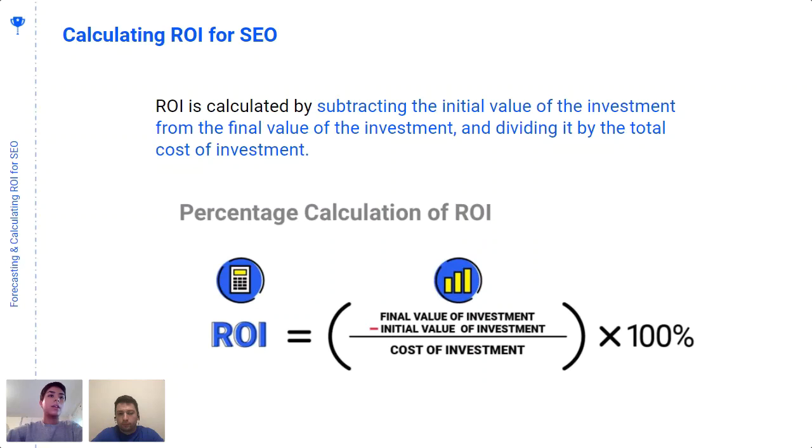So ROI is calculated by subtracting the initial value of the investment and dividing that by the total cost of your investment. So this is a standard formula, but as we saw in the previous slides, it can be more catered to the type of business that the type of ROI that you're looking to report on.